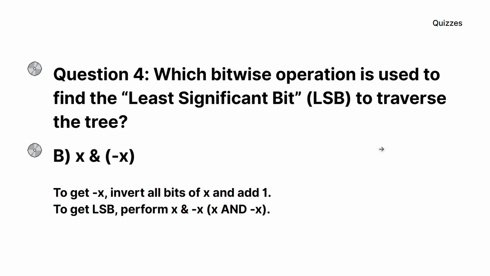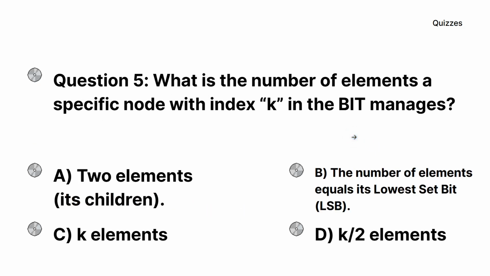And to get minus x, we invert all bits of x and then add 1 to it. And then to get the least significant bit, we perform the AND operation on x and minus x. And for question number 5, what is the number of elements a specific node with index k in the BIT manages? And the answer is B, the number of elements equals its lowest set bit.